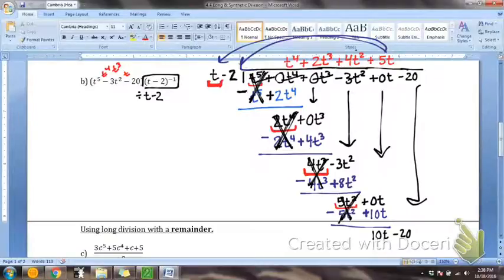And I ask myself, say it with me, everyone. What do I multiply t by to get 10t? 10. So that gives me 10t minus 20. But when I subtract it, I change my signs, and I have big fat 0.